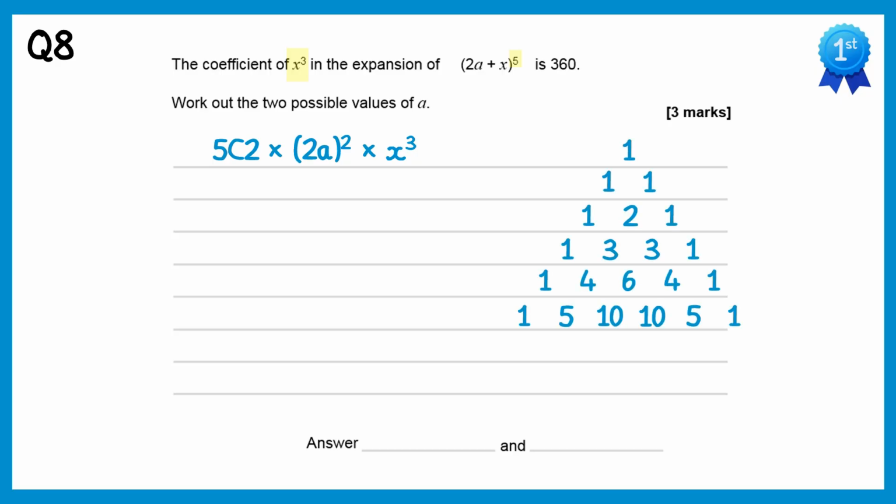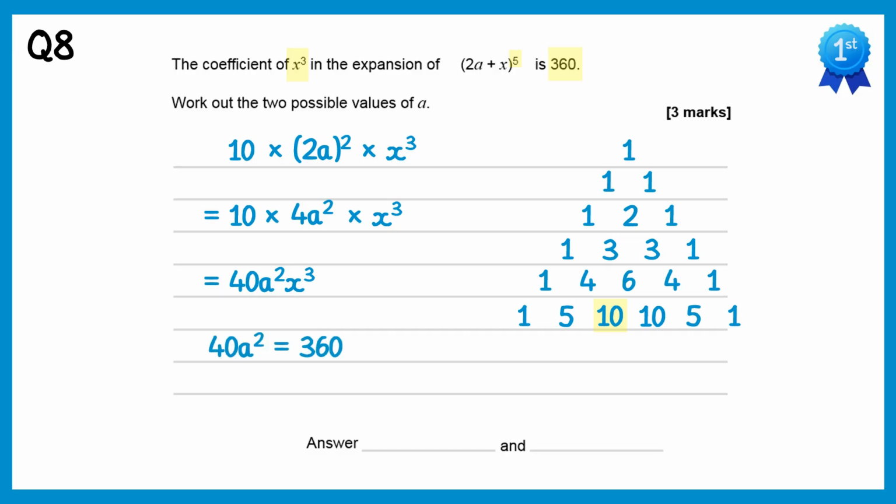If you look at Pascal's triangle, you can see 5 choose 2 is equal to 10, so we'll replace it with 10. So we have 10 times 2a all squared, which is equal to 4a squared, times x cubed, and if we times this we'll get 40a squared x cubed. In the question we're told the coefficient of x cubed is 360, so 40a squared must equal 360. If you divide both sides by 40, you'll get a squared equals 9, then if you square root both sides, you'll get the answers, which are 3 and negative 3.